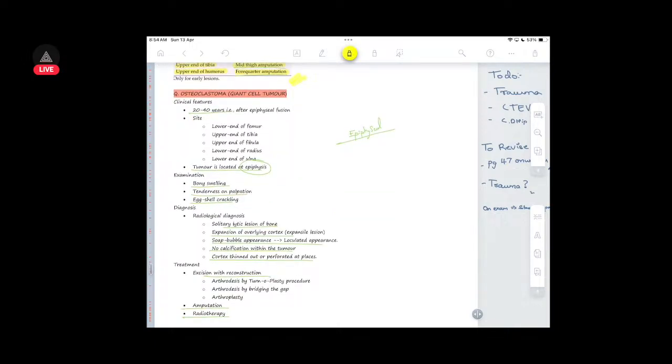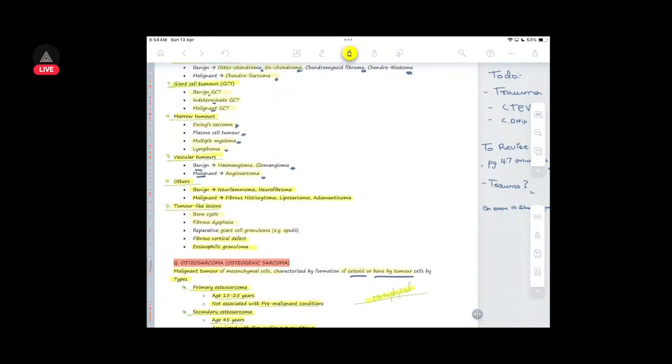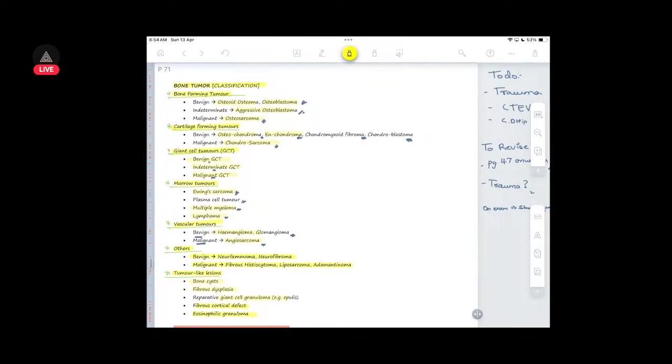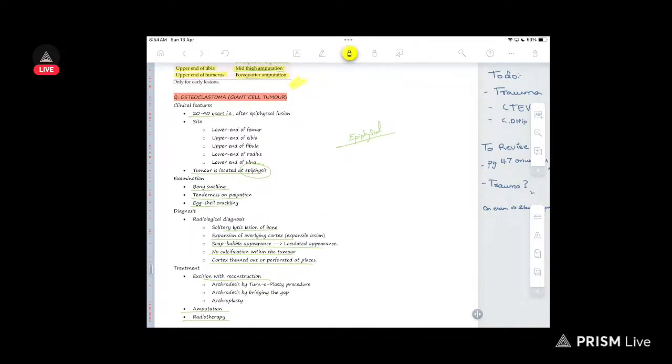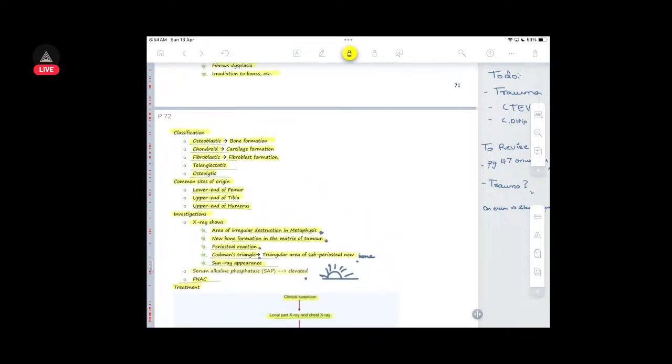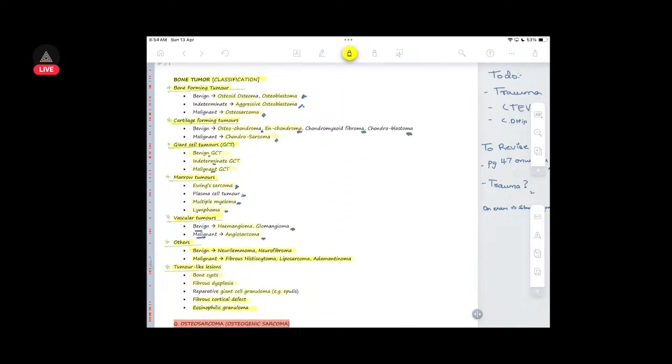Then you have osteoclastoma. Osteoclastoma is also called giant cell tumor. This even I didn't know. Osteoclasts are removing the cells. That's why in giant cell tumor, osteoclasts will be increased. Osteosarcoma is a bone forming tumor, bone forming cells are increased. That's why there is osteosarcoma. I see.